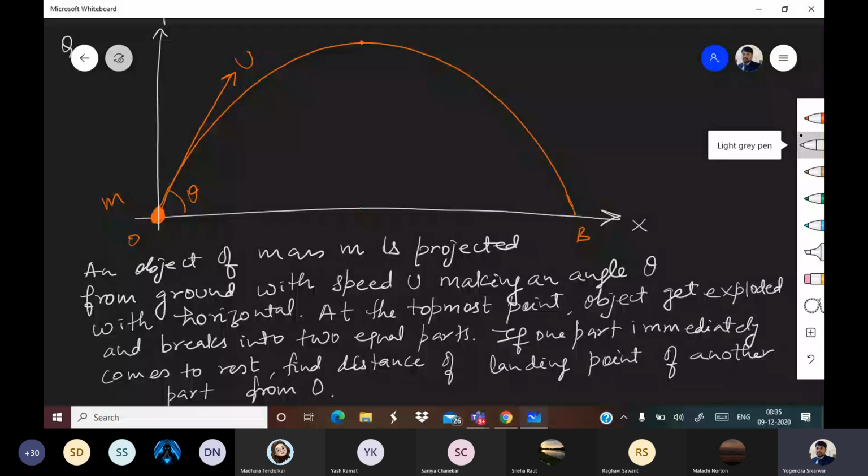The question says an object of mass m is projected from ground with speed u, making an angle theta with horizontal. At the topmost point, the object gets exploded and breaks into two equal parts. If one part immediately comes to rest, find the distance of the landing point of another part from O. Quickly solve and then we are going to discuss.